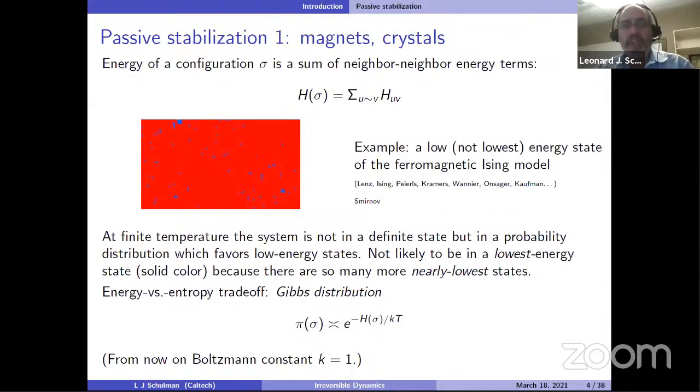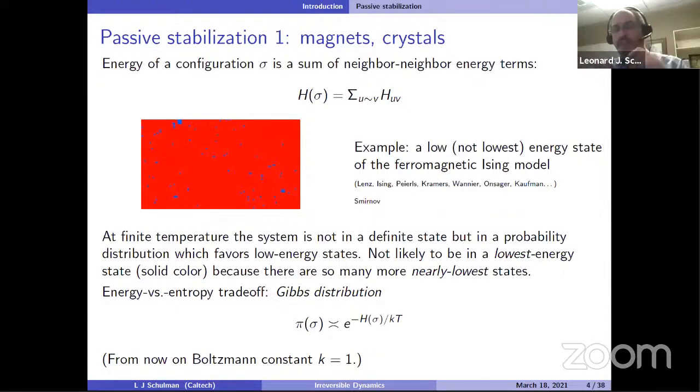And on the left, you see a picture, which is not mine. I took it from some paper where they actually did simulations. And that's a picture of a low energy state in the ferromagnetic Ising model. The ferromagnetic Ising model is where every pair of adjacent spins prefer to be pointed in the same direction.